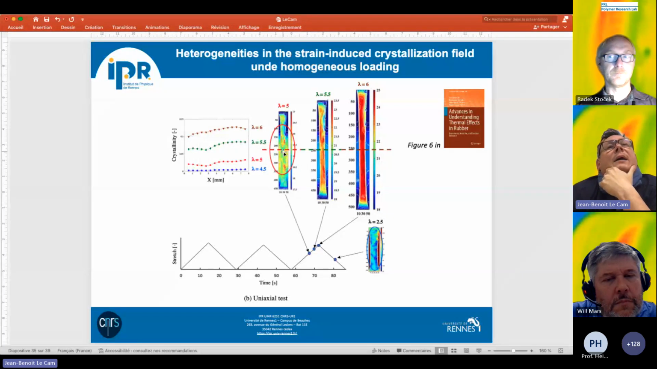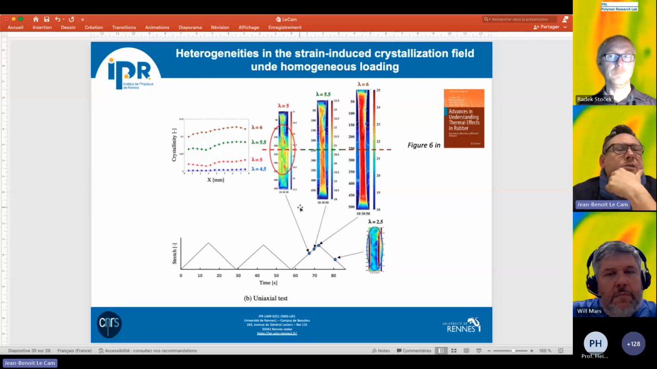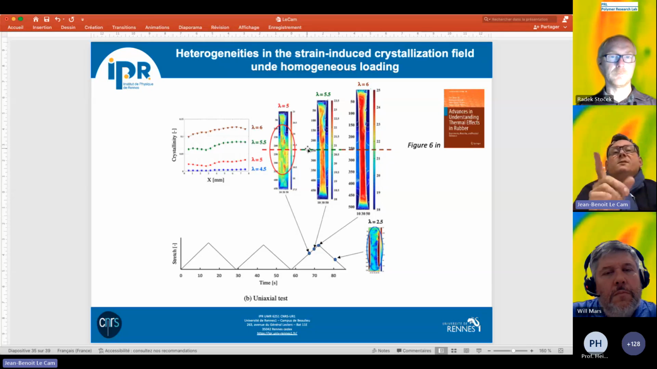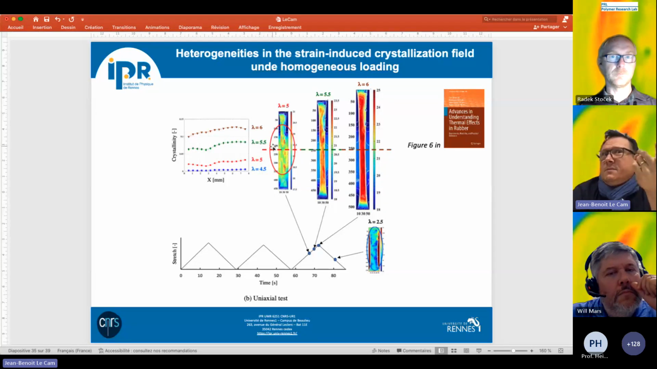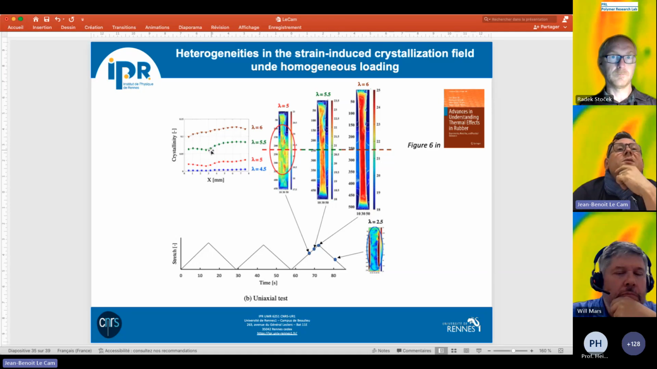And this explains why, by using X-ray diffraction and the measurement of the crystallinity at one point, the spot of the X-ray diffraction, you can have different results from one specimen to another, and in fact also within the same specimen. If you compare the crystallinity along the width of the specimen here, the width is here in millimeters, and you have the crystallinity here. So you have several percent of crystallinity difference between two different zones.